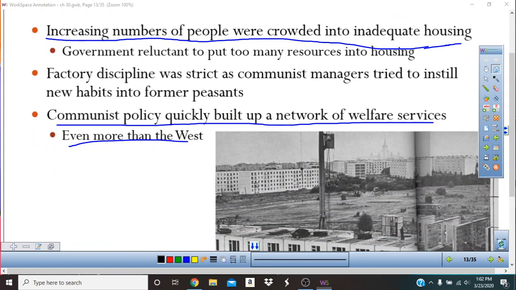If you can recall chapter 23, the Industrial Revolution, when the Industrial Revolution really took a hold in Western Europe, you saw a lot of problems. We discussed that. And there would be a lot of problems as well with the Industrial Revolution taking place under Stalin. Crowded, inadequate housing, lots of issues. And one of the ways to circumvent those issues is that Stalin decided to issue out lots of welfare. Okay, even more than Western Europe. That might surprise you, but a lot of government money was being sent to those people that needed it.